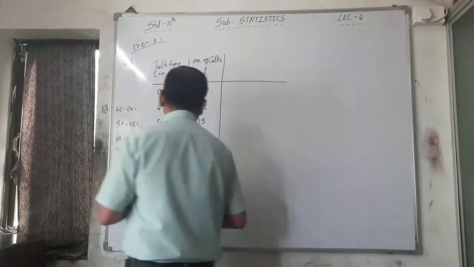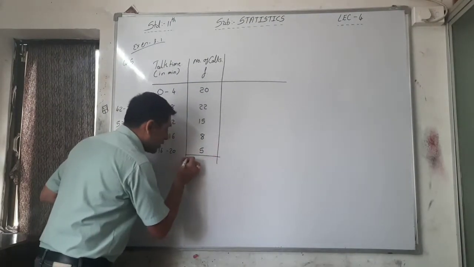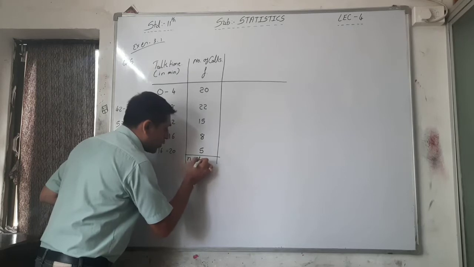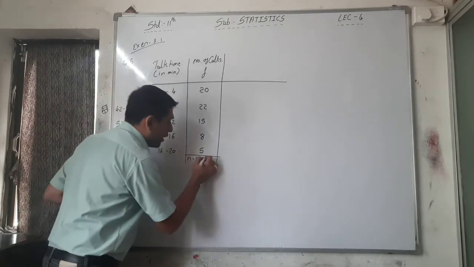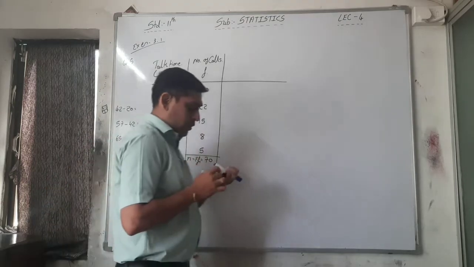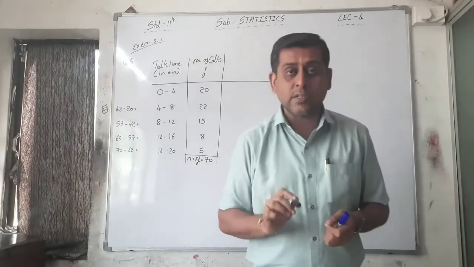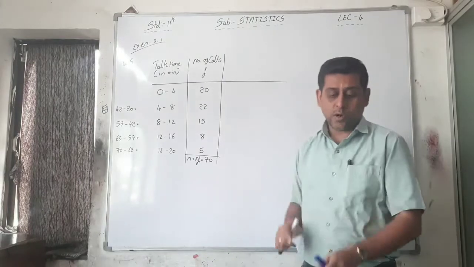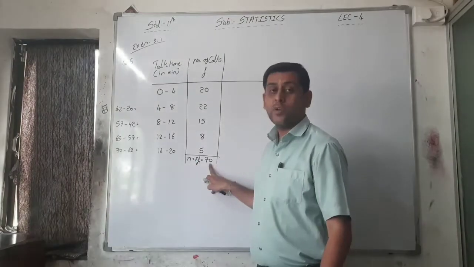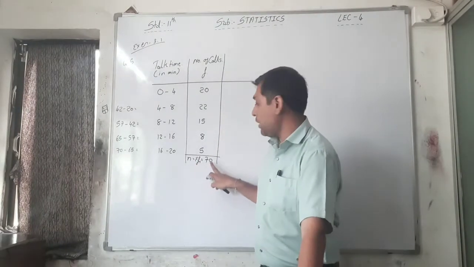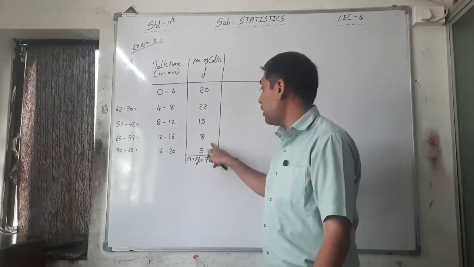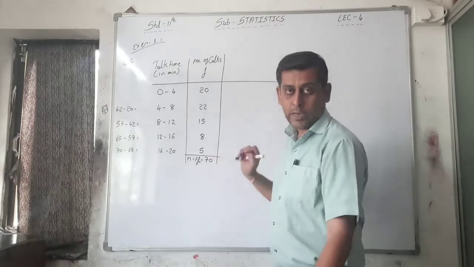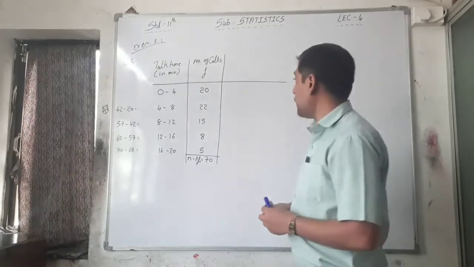Okay, so now see, in the below or less than case, always the last one is your total frequency. Last data is 70, so make the total in your calculator. Here the total is 70. Okay. Now, what is the next?